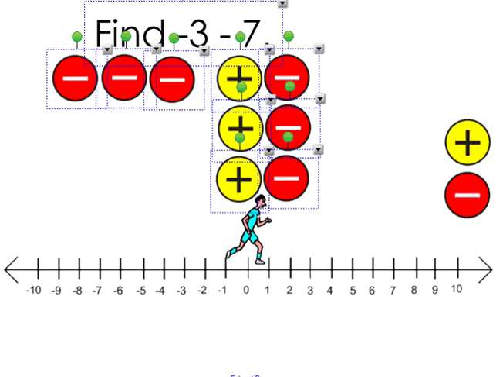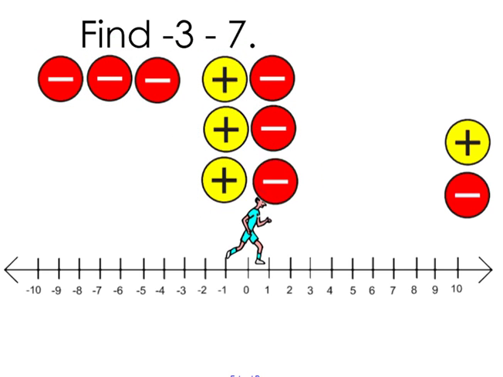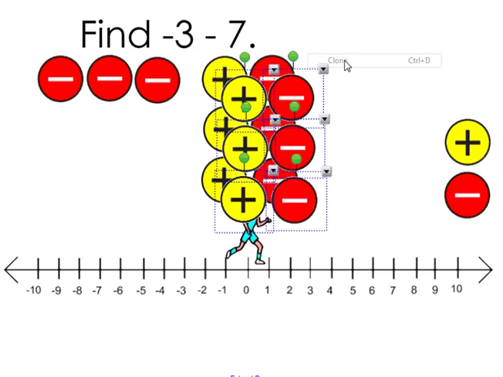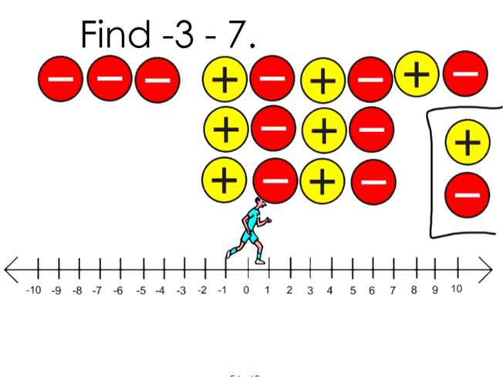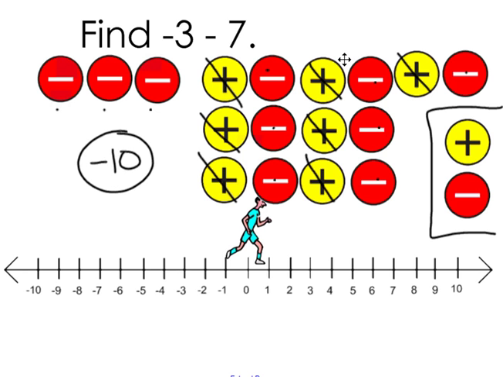Actually, slide this over just a little bit so we've got room. Okay, so 3 zero pairs. There's 6 zero pairs, and then our last one. So we added in 7 zero pairs, and now I can take away 7 positives. So 1, 2, 3, 4, 5, 6, 7. All of those get taken away, and now I'm just going to count up all my negatives. So I've got 3 here, 4, 5, 6, 7, 8, 9, 10. So final answer is going to be negative 10.